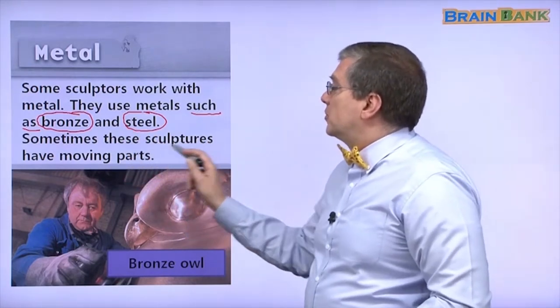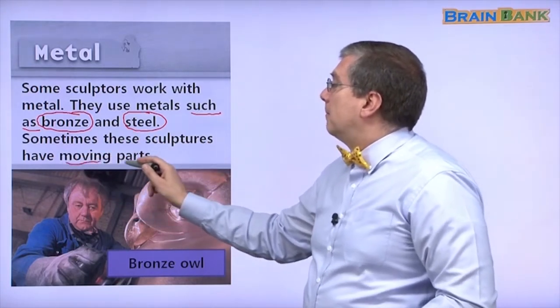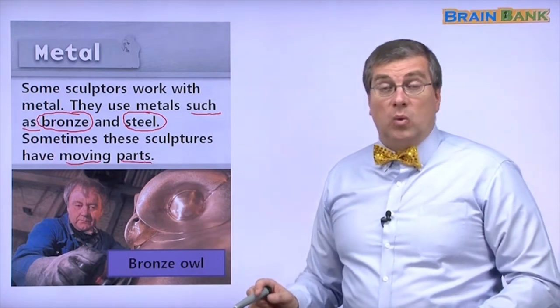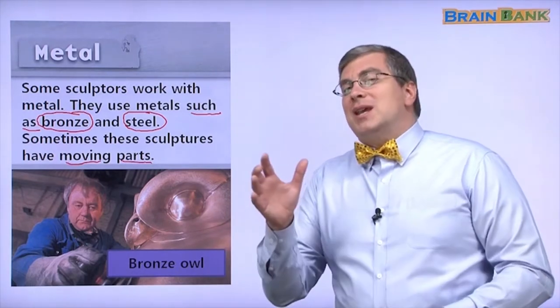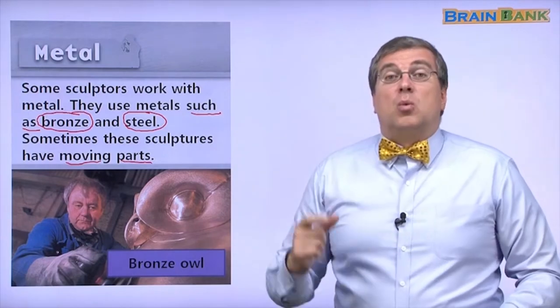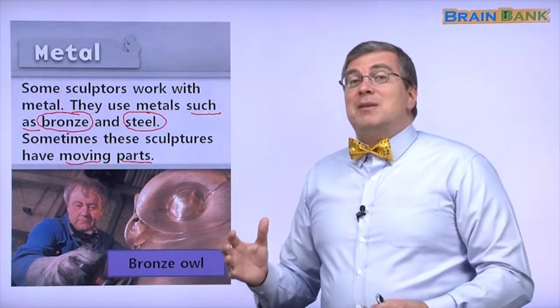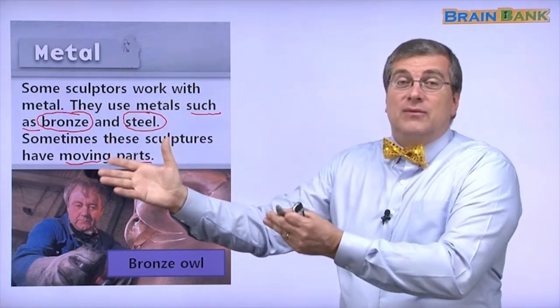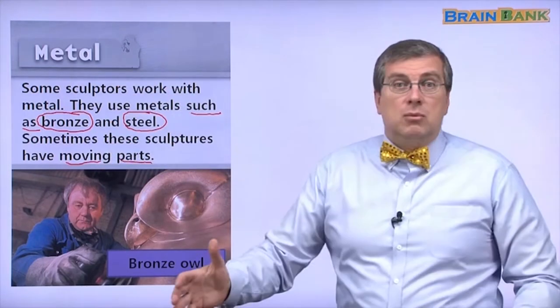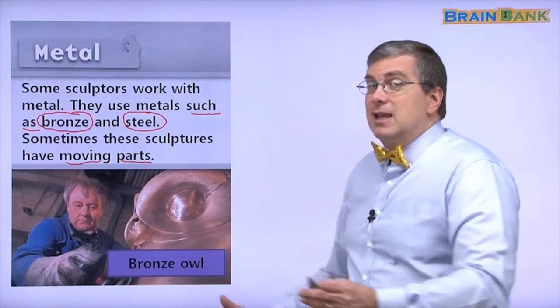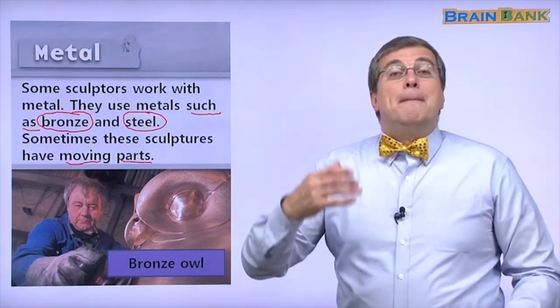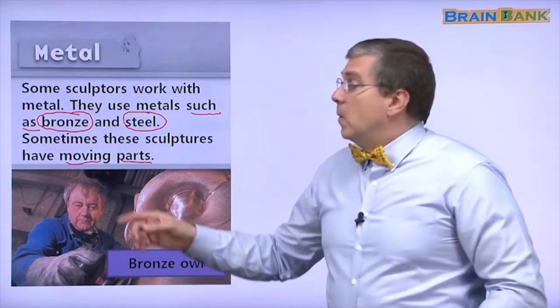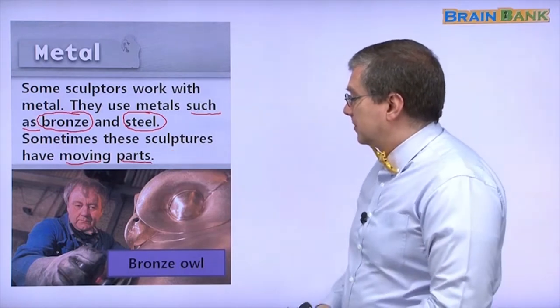Sometimes these sculptures have moving parts. Wow, really cool. But if you think about it, think about a robot. Maybe somebody makes a robot and puts it in front of a building and the robot moves like this. That is a sculpture made of metal with moving parts.